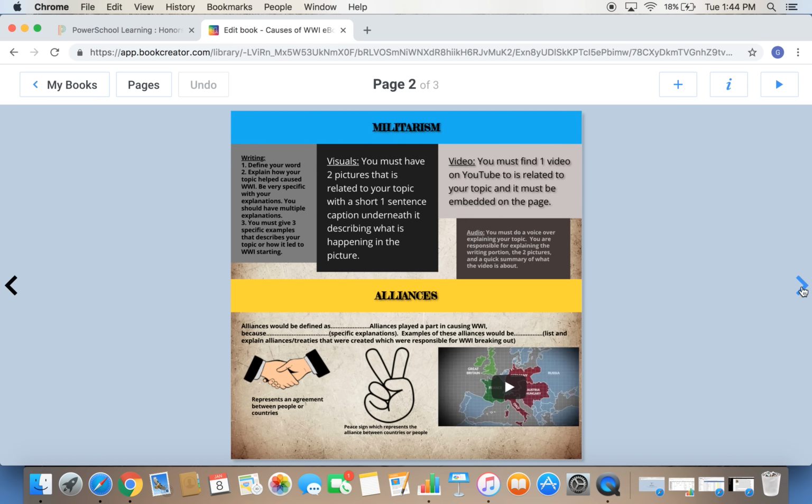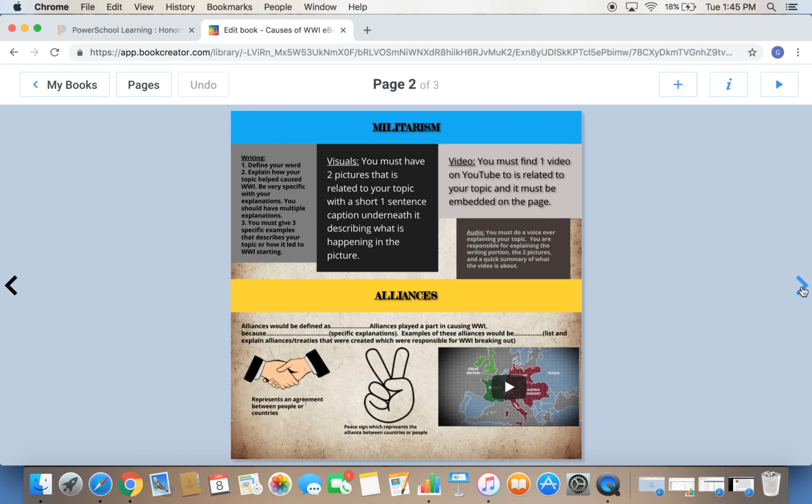Number 2, you need to explain how your topic helped cause World War I. You need to be very specific with your explanations. And you should have multiple explanations. You can't just give me the definition of militarism and then move on. You need to explain to me very thoroughly how, and specifically how, militarism caused World War I to happen.